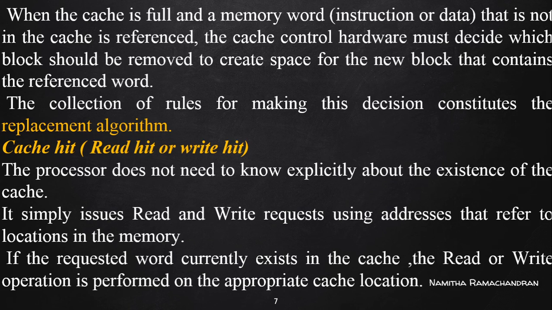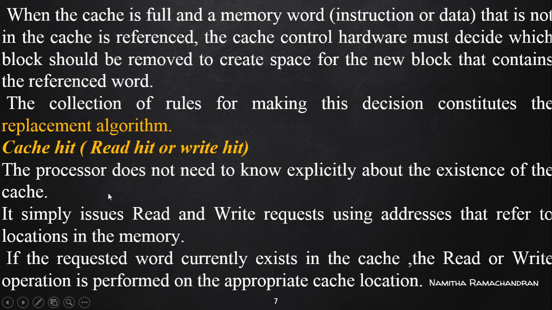We can study in detail about this mapping function as well as the replacement algorithm in our coming videos. Now we have to understand certain operations that occur in case of cache memory accessing, that is cache hit and cache miss. Cache hit means a read hit or a write hit. That means whenever a processor places a read request or a write request for a particular memory word, and the requested word is available in our cache memory itself, that indicates a cache hit. If the requested word is not present in the cache, then it indicates a cache miss.